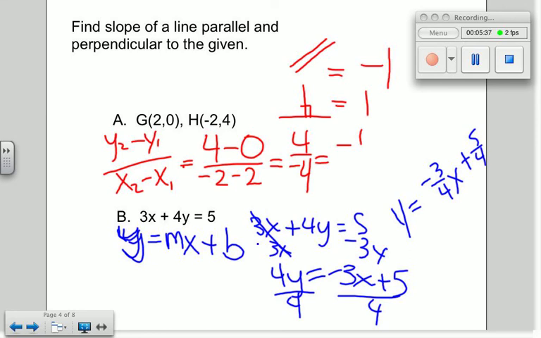What we're really interested in when we change this to slope-intercept form is the slope. So I have negative 3/4. Our parallel slope to this line is going to be negative 3/4. And our perpendicular slope is going to be flipped opposites, the flopposite, which is 4/3. So that's what you need to do if you're finding the slope of a line that's parallel or perpendicular to a given one.